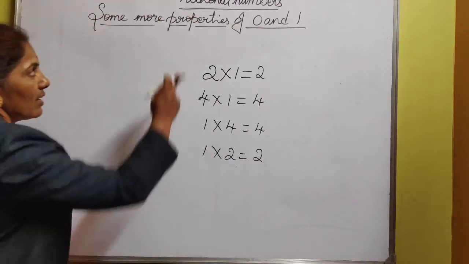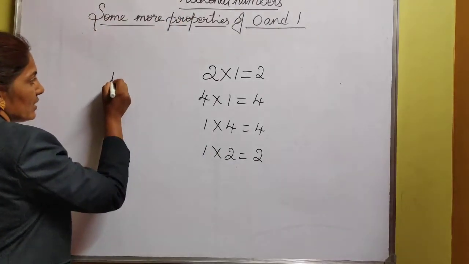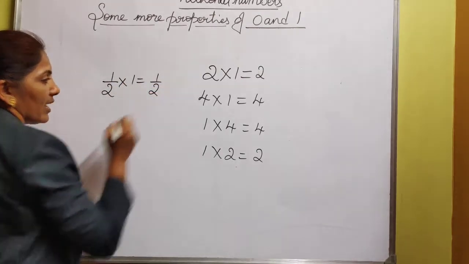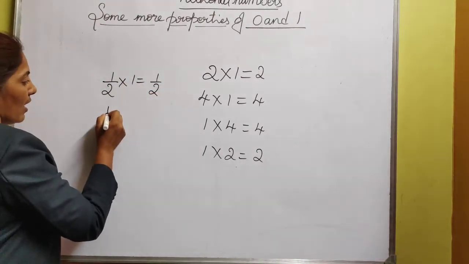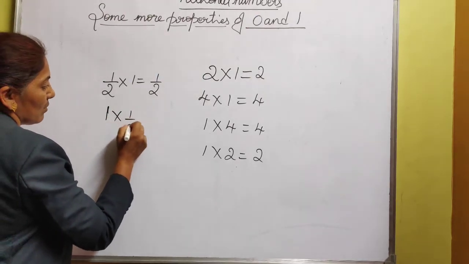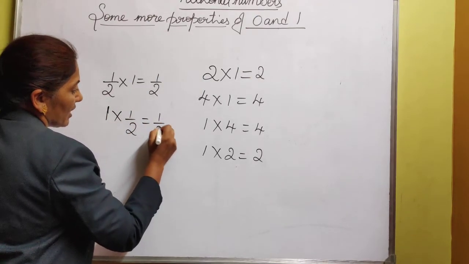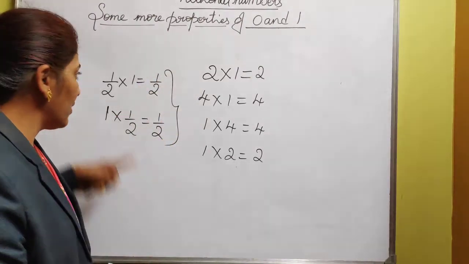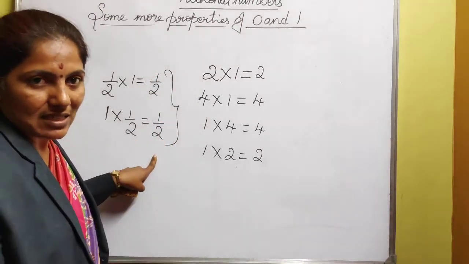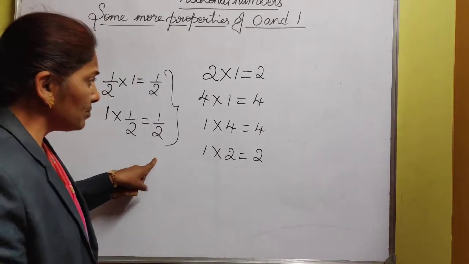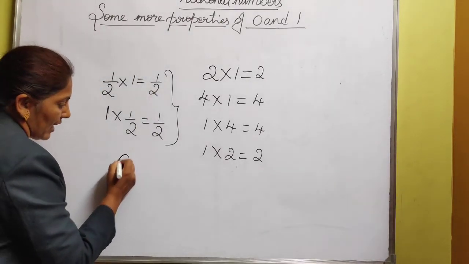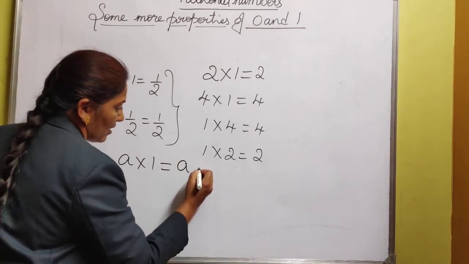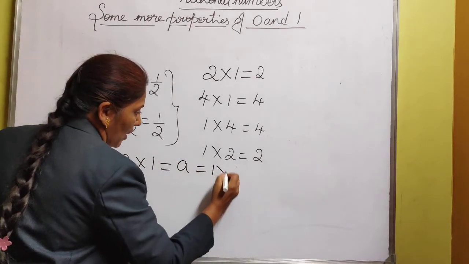In the same way, for rational numbers, if I take 1 by 2, then 1 by 2 into 1 is again 1 by 2 itself. Or if I write 1 into 1 by 2, it is again 1 by 2. What do we observe? When any rational number is multiplied by 1, the product remains the same number itself. So a into 1 is equal to a, and this is equal to 1 into a.